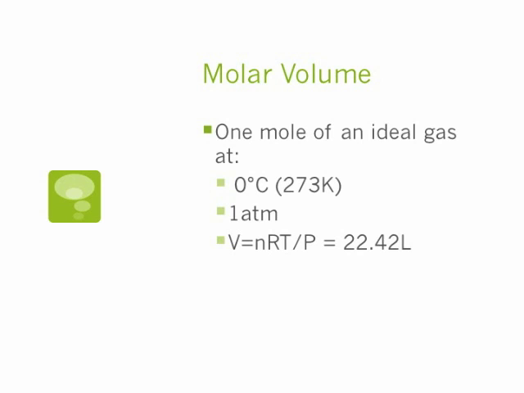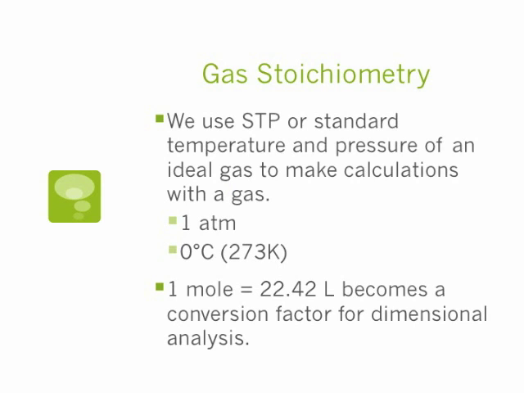1 mole of an ideal gas at standard temperature and pressure takes up exactly 22.42 liters of volume. The identity of the gas is not really important here, but the temperature and the pressure most definitely are. Standard temperature and pressure, or STP, is 0 degrees Celsius, which is also 273 Kelvin, and a pressure of 1 atmosphere. Again, at these conditions, an ideal gas will always have a volume of 22.42 liters. This relationship can be used as a conversion factor in our calculations.